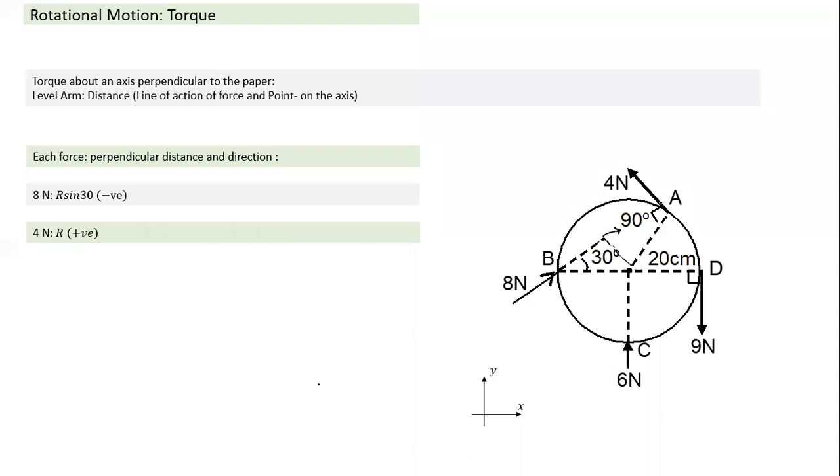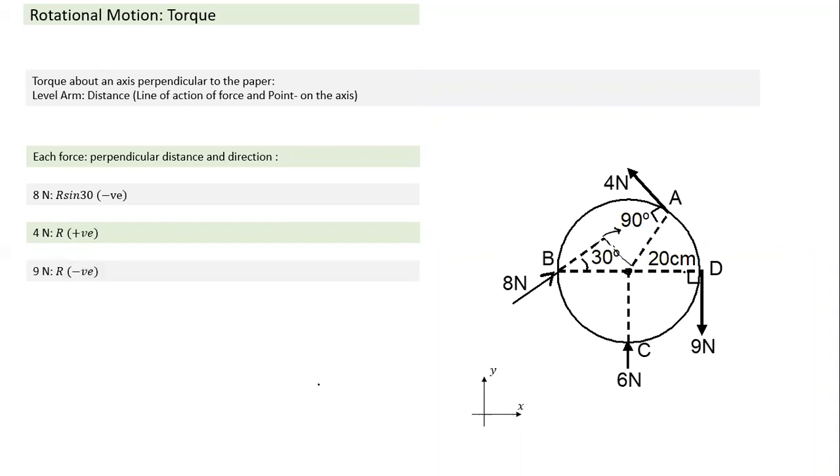For 4 Newton, the force is at 90 degrees with r. That distance itself is the perpendicular distance r. And which direction is it tending to rotate about this point here? If I think of a needle here, which way is this needle rotating? This needle is rotating in the anti-clockwise direction.